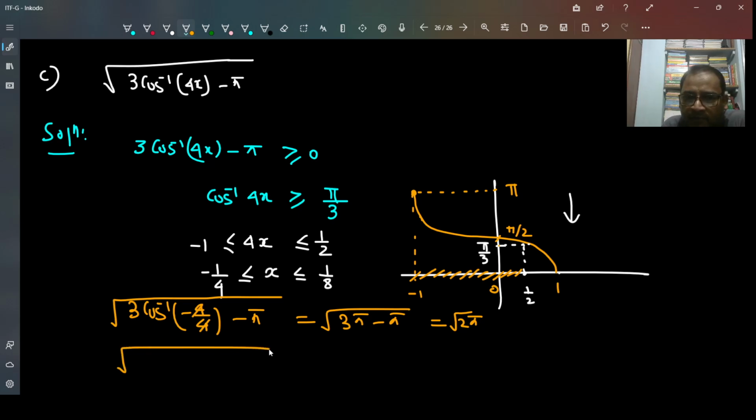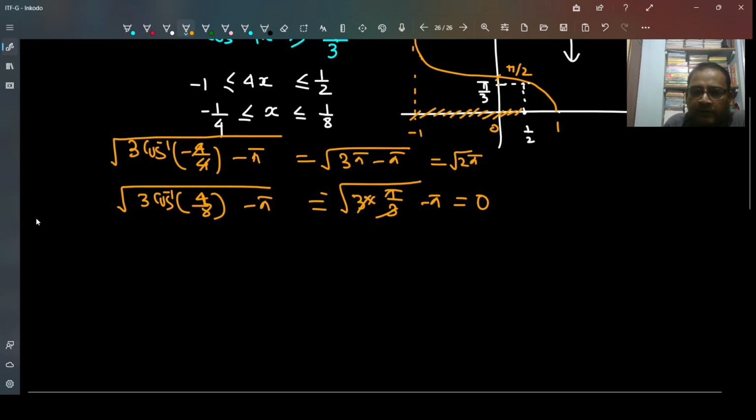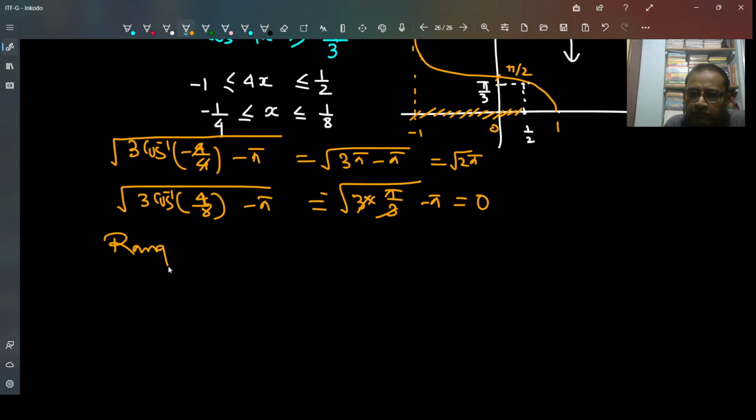And when you give the maximum input, 3 cos inverse 4x, that is 4 by 8, minus pi. So it will be nothing but 3 times cos inverse 1 by 2 minus pi. Cos inverse 1 by 2 means pi by 3, so it is nothing but 0. So what we get is the range of this function: 0 to root 2 pi.